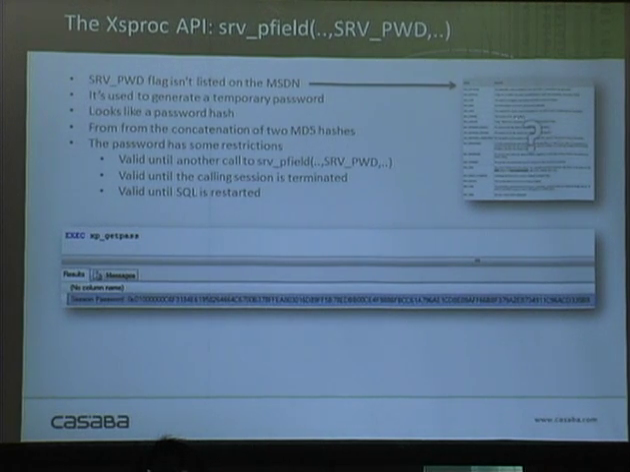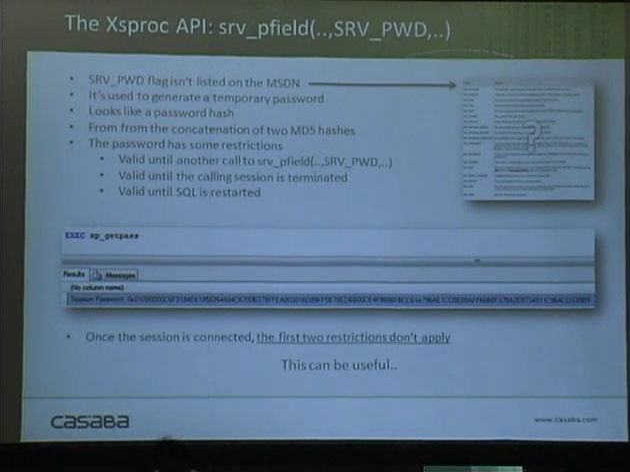This password is a temporary session password for the account that called the procedure. It's valid until a call to that function is made again. It's valid until the session that called it goes away, or until SQL restarts. If any of these go down, the password's no longer valid. But the password's unaccounted for. It's not going to appear in the user table. It doesn't appear in any log anywhere. It's just this magic password in memory for the session that called it, so you can start logging in with it.